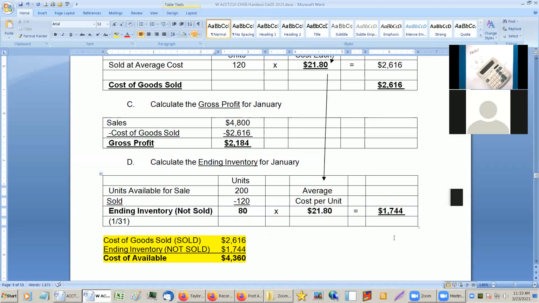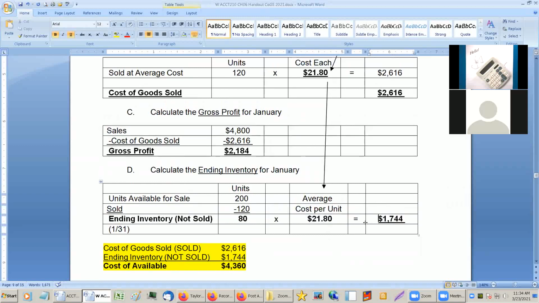And so the neat thing too about this average cost is you just have one line of beginning inventory. You don't have 5 lines or 10 lines or whatever. It's just whatever the ending inventory is, the average cost per unit. Then you start all over again and do the average cost, and it just keeps rolling along. Any question on that one?